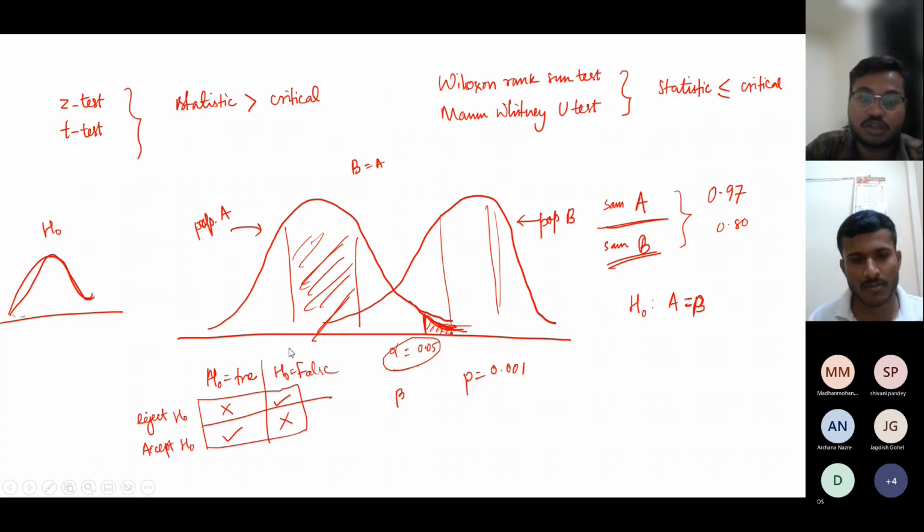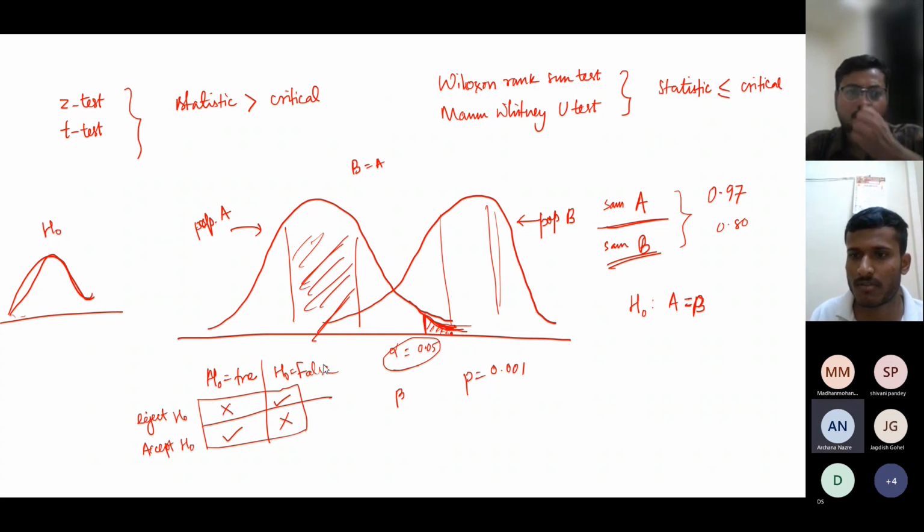Sir, we define the power of the test as rejecting H naught when H naught is false. Can we define it as accepting H naught when H naught is true? Are both the same or not? I don't think both are the same. Just a second.